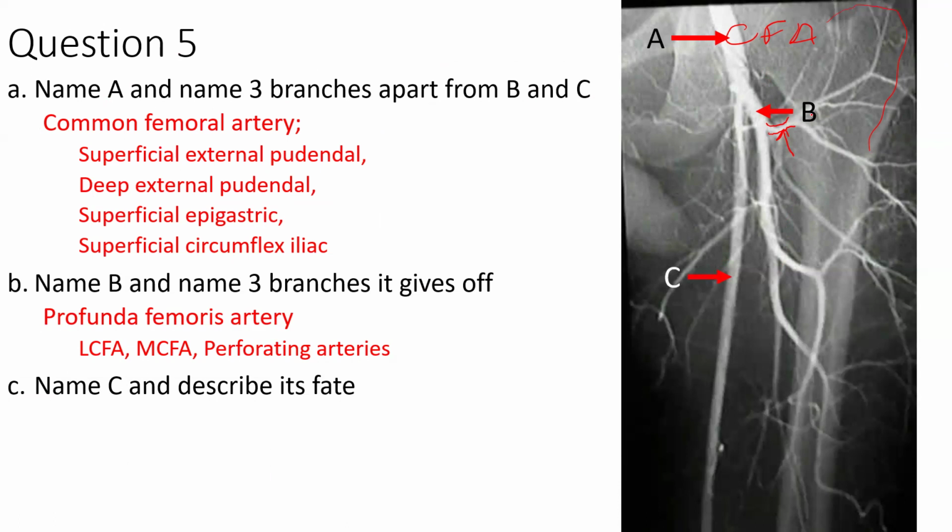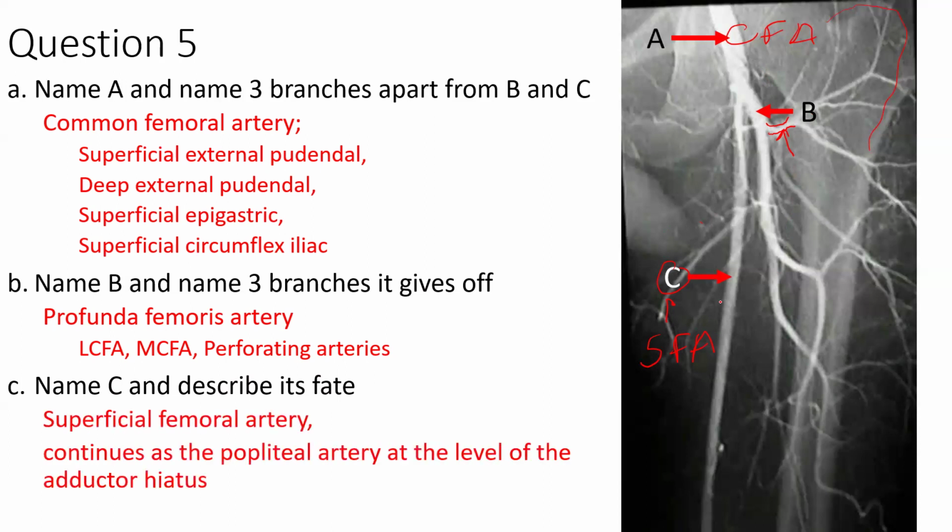And then it also gives rise to the perforating arteries, which perforate through the substance of adductor magnus to participate in the longitudinal anastomosis. Name C and describe its fate. So B is the deep femoral artery. C becomes the superficial femoral artery, which now enters the adductor canal, where it gives rise to some muscular branches and also the descending genicular artery, which will go to participate in the genicular anastomosis. And it ends as the popliteal artery at the level of the adductor hiatus.